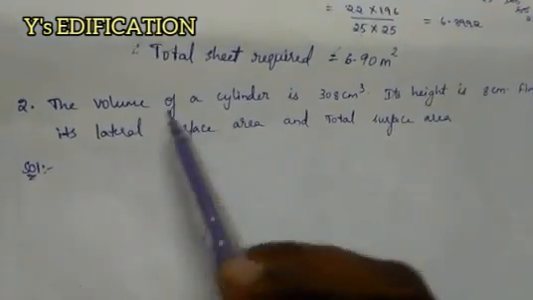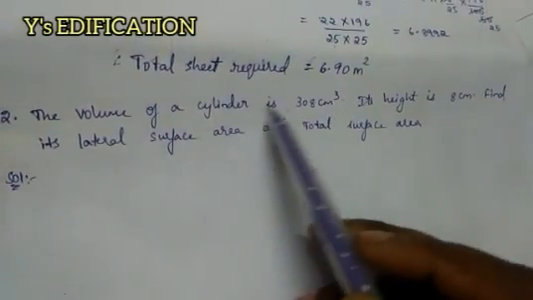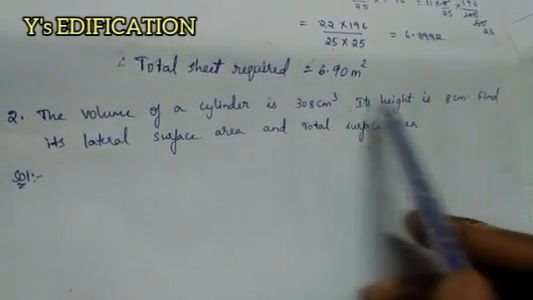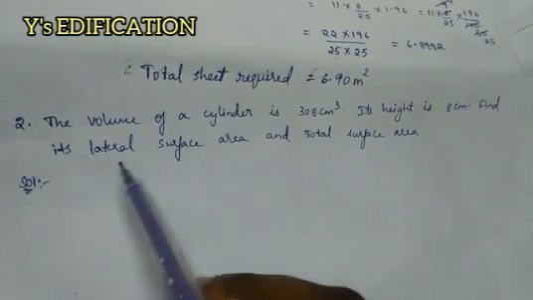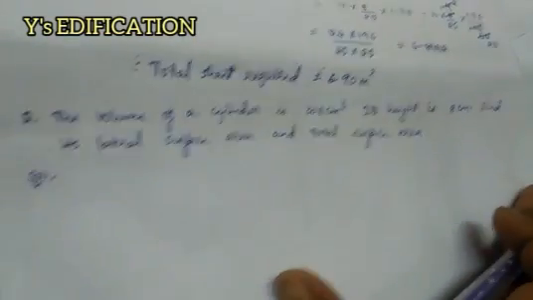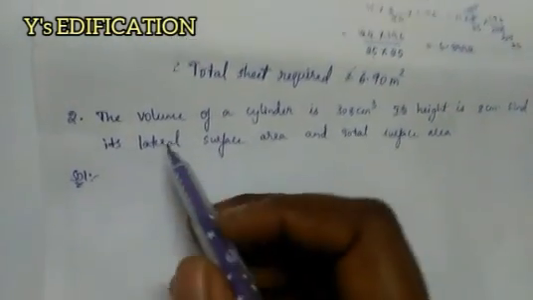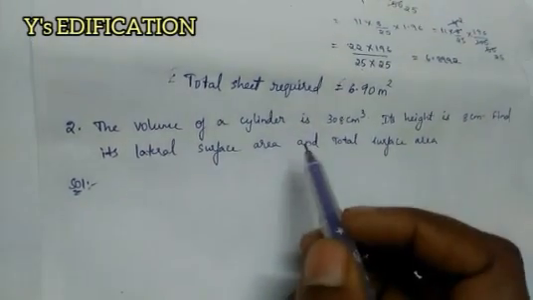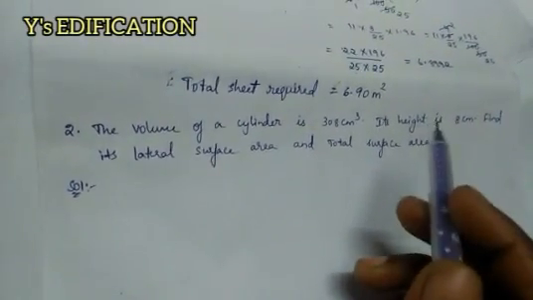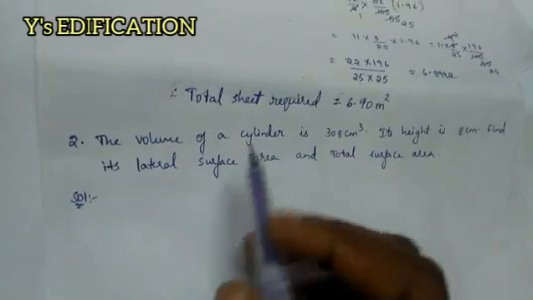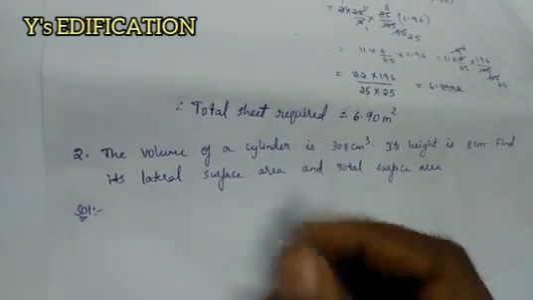Okay, next problem. The volume of a cylinder is 308 centimeter cube. Its height is 8 centimeters. Find the lateral surface area and total surface area. Here directly they gave the volume of a cylinder is 308 centimeter cube, and they also gave height is 8 centimeters. We have to find LSA and TSA of the cylinder.